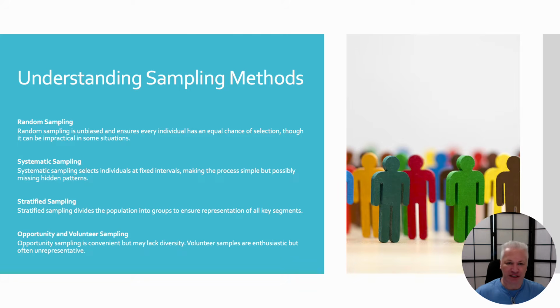So, summary for exams: random and stratified sampling give high representativeness, while opportunity and voluntary samples are more practical but biased. Sampling method directly affects generalization and validity.